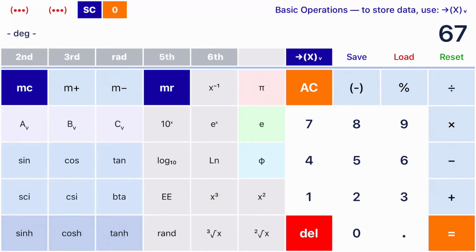Just going to navigate to the home screen, and I'm going to clear the calculator. I'm also going to reset it just to delete all the data I put in. I hope this was very informative and you find it useful in your daily life.